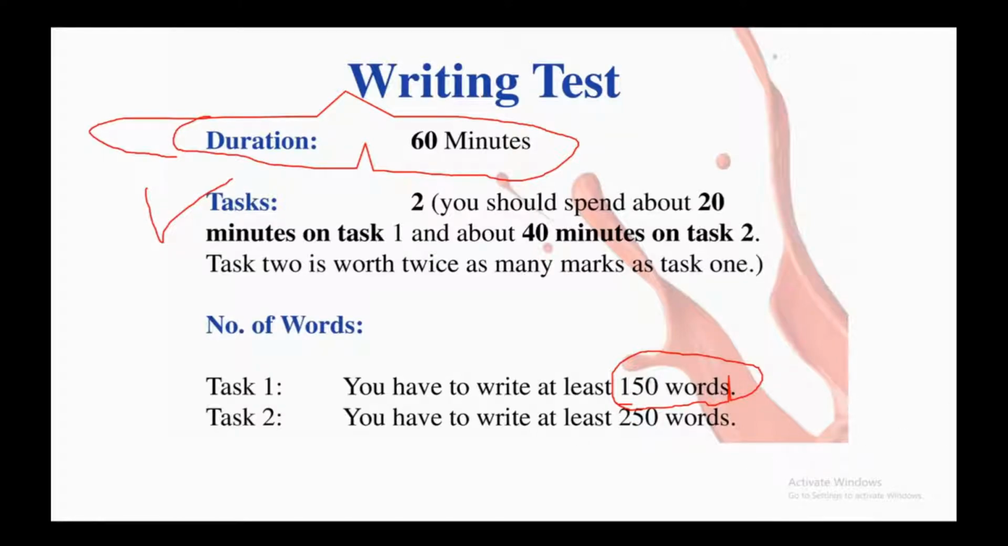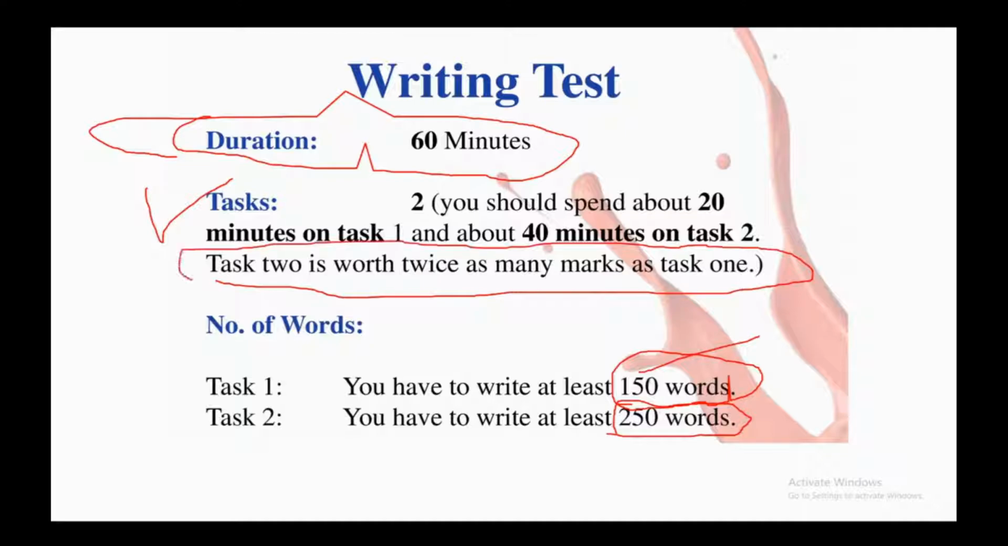And in task 2 you have to write at least 250 words, but if you write less than 250 words you will lose points. And if you can write more than 250 words, that is good for you, and if you write more than 150 words in task 1 it's good for you. But another important thing in writing is to spend more time on task 2 because it carries more weightage than task 1, so just spend 20 minutes on task 1 and 40 minutes on task 2. Task 2 is worth twice as many marks as task 1, so the worth of task 2 is double. That is important. So this is how the writing test will be in the IELTS.